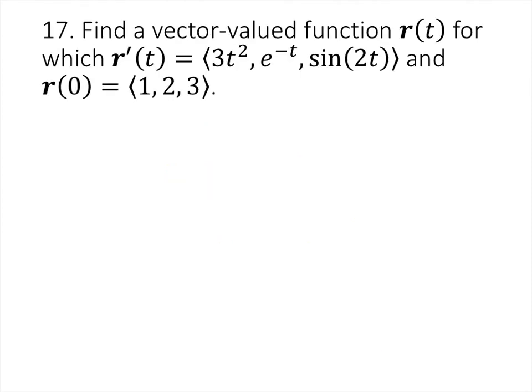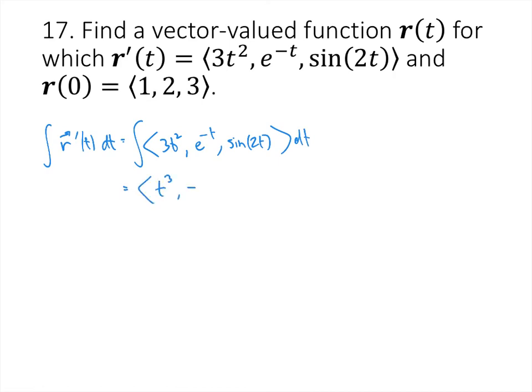For this problem, we're given an expression for r prime, and we're asked to find a function that has that as its derivative and also has the property that r of 0 equals 1, 2, 3. So we're going to integrate r prime of t. That's the integral of 3t squared, e to the minus t, sine of 2t, dt. The antiderivative of 3t squared is t cubed. The antiderivative of e to the minus t is minus e to the minus t. And the antiderivative of sine of 2t is negative 1/2 cosine of 2t, plus some constant vector.